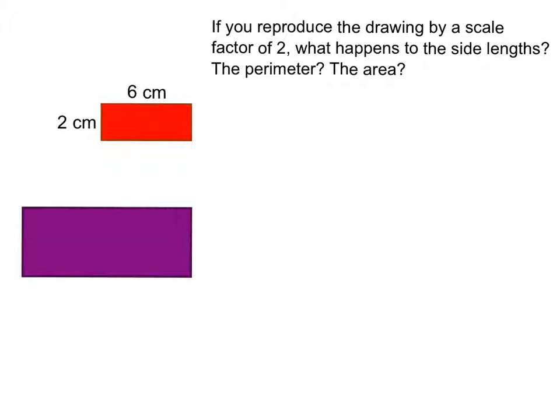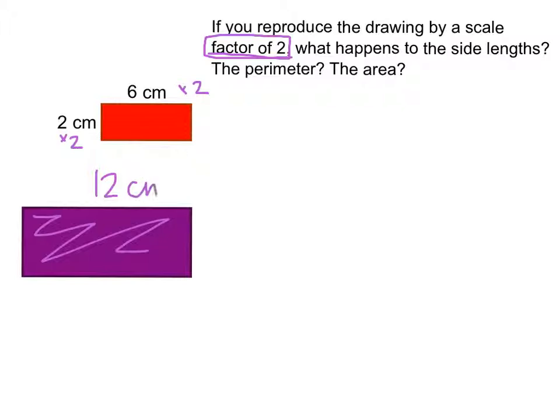Finally, scale. And when we scale things, a lot of things change. So we start with this red drawing of a 2 by 6 centimeter rectangle. And we're going to reproduce the drawing by a factor of 2 and make this larger purple rectangle down here. So when it says reproduce it by a factor of 2, that means we want to enlarge each side by 2. So 6 times 2 is 12 for the long side. 2 times 2 is 4 for the short side.